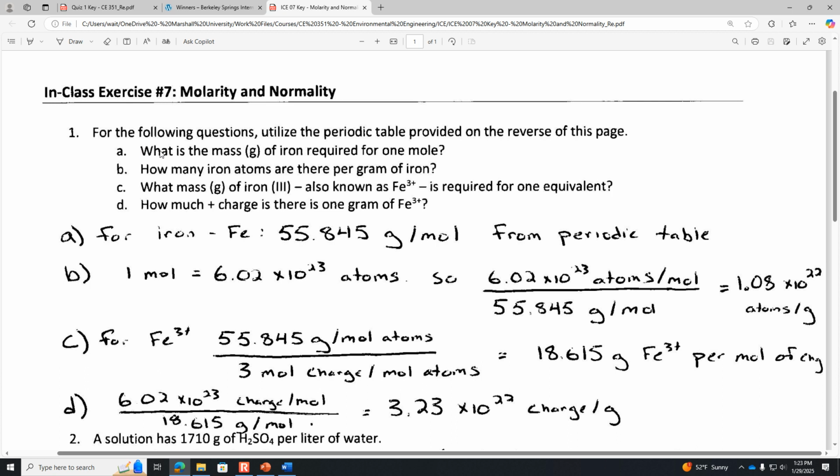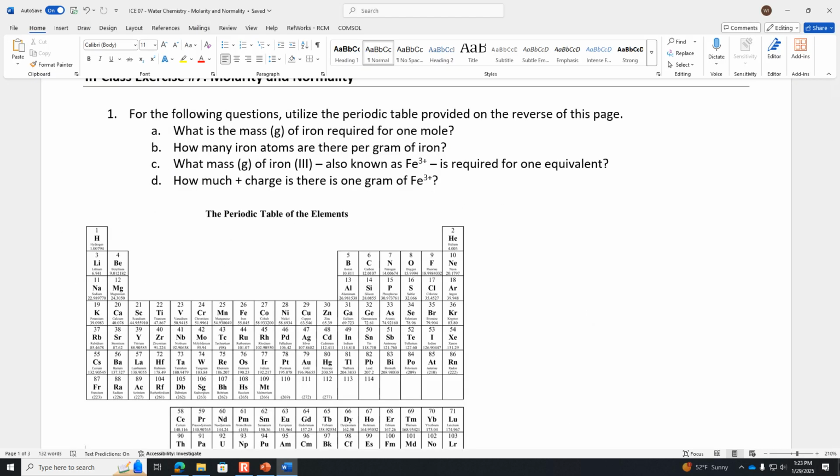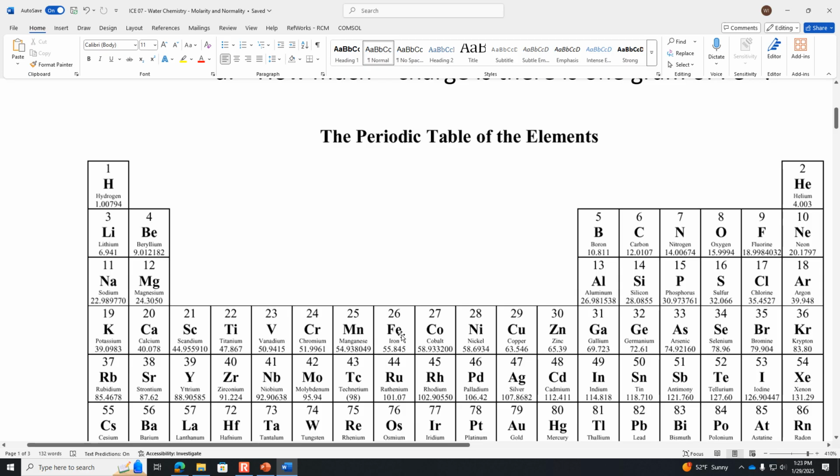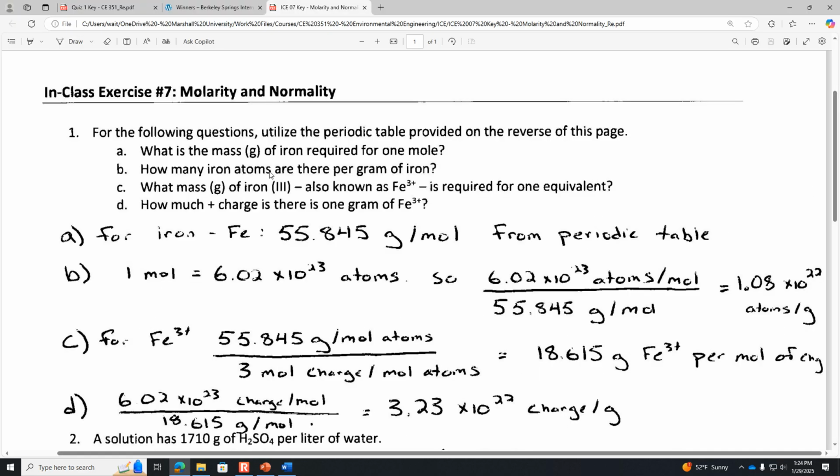All right, so part A asks, what's the mass of iron required for a mole? If we go to the periodic table and zoom in on iron, it says 55.845. That means you need 55.845 grams of iron for there to be a mole of iron particles. That's 6.02 times 10 to the 23rd iron atoms. To get that many, you have to have 55.845 grams of iron. So that's part A, just looking it up straight from the periodic table.